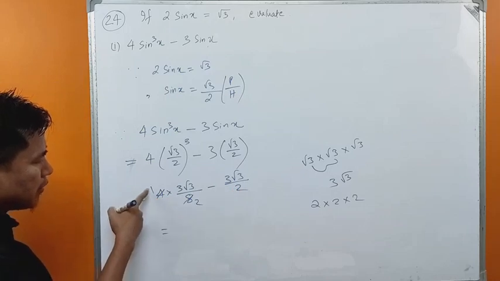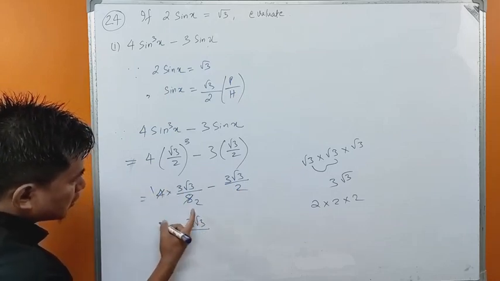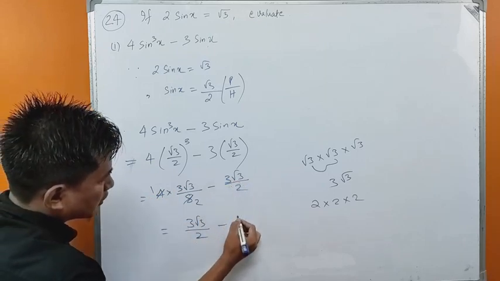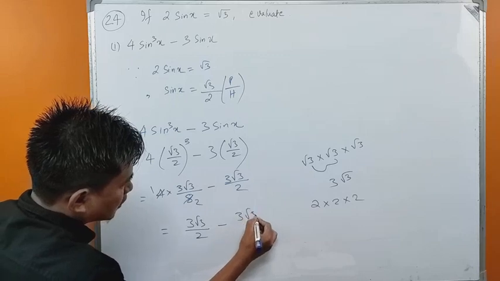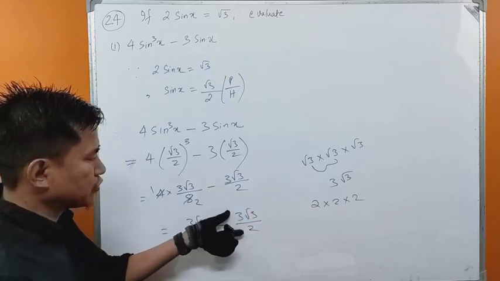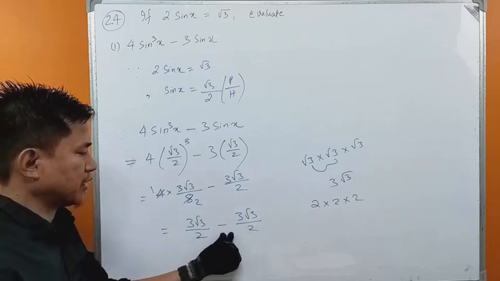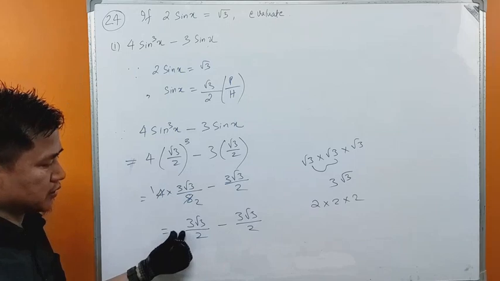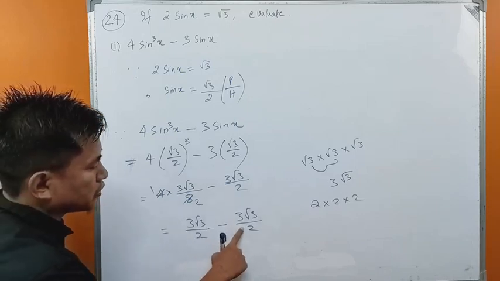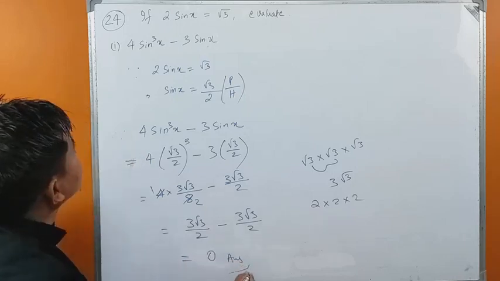So in the numerator we have 1 into 3 root 3, 3 root 3. In the denominator we have 2, minus 3 root 3 upon 2. So 3 root 3 upon 2 minus 3 root 3 upon 2. Equal number, opposite sign. This number has a minus sign, this number has a plus sign, isn't it? So 3 root 3 upon 2 minus 3 root 3 upon 2 gives us 0. So this is the answer for question number 1 of 24.